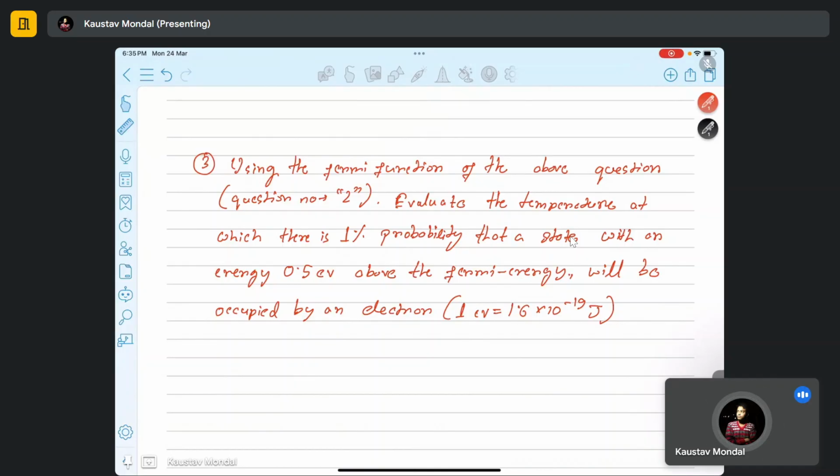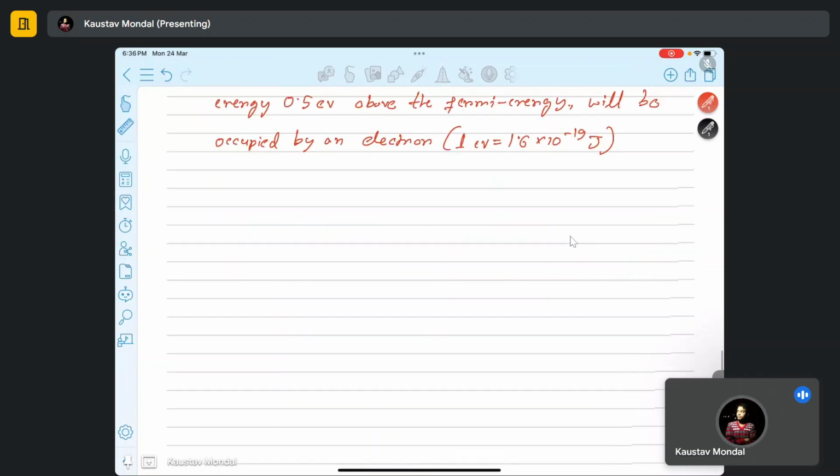Otherwise, any energy state that is above EF at T equal to 0 Kelvin, the occupancy probability would be simply 0. But here, as there is 1% probability that a certain number of particles can have an energy state that is 0.5 electron volt higher than the Fermi energy, that means the T would certainly not be 0. And so what would be the value of T that we need to find out?